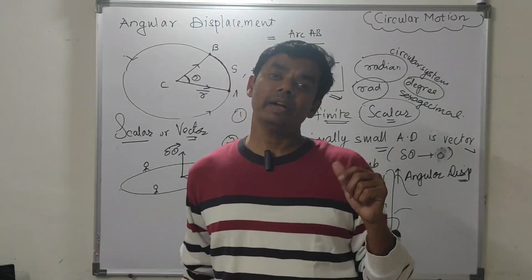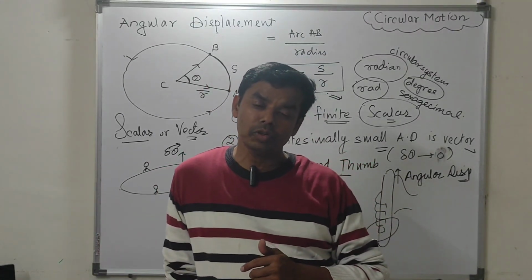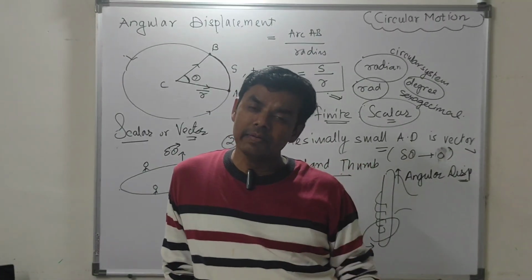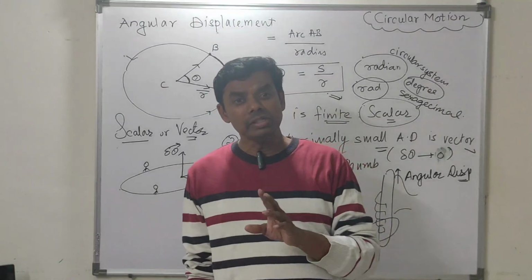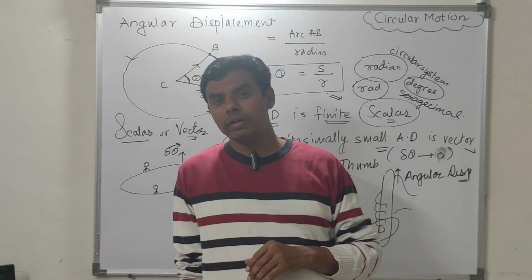What is radius vector? The vector drawn from the center of the circle to the position of the particle. Radius vector is a radial vector. It is directed along the radius and away from the center. Its magnitude is the same, but directions are different at every point.